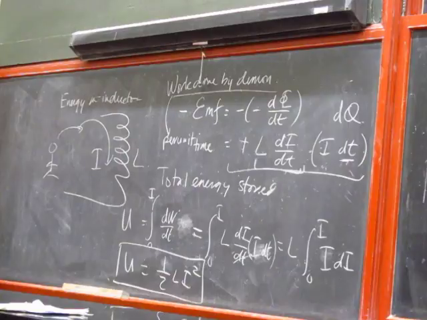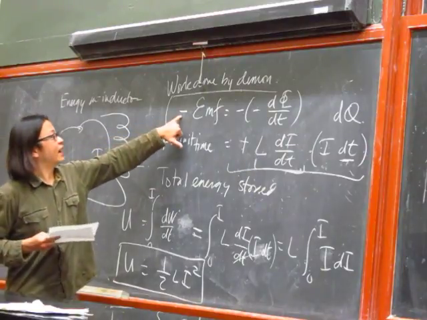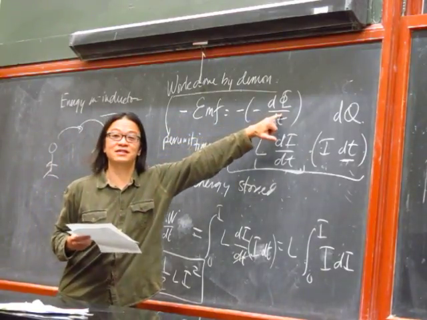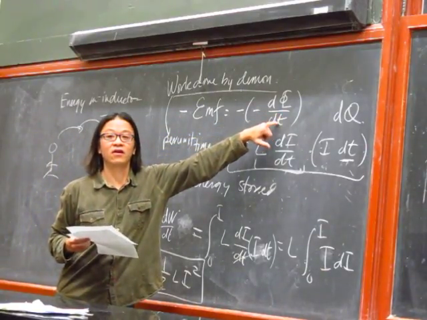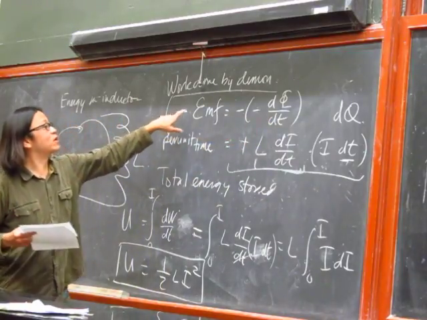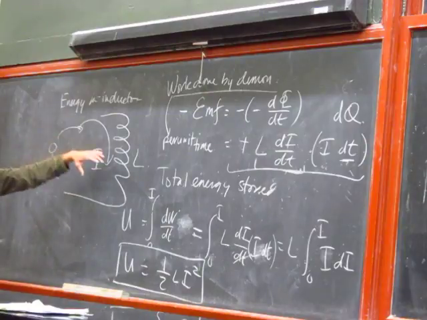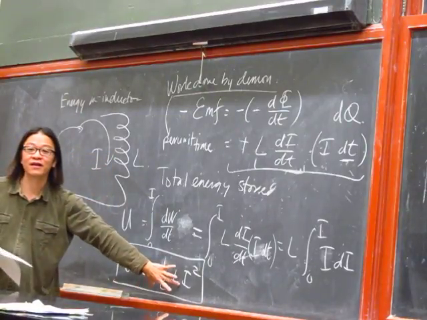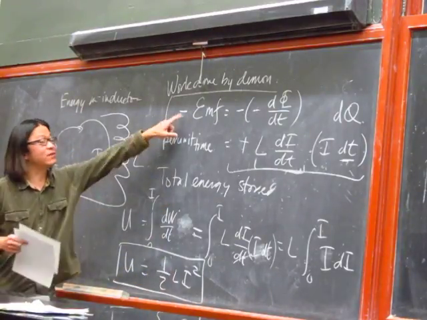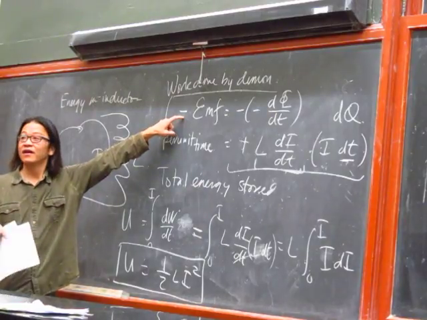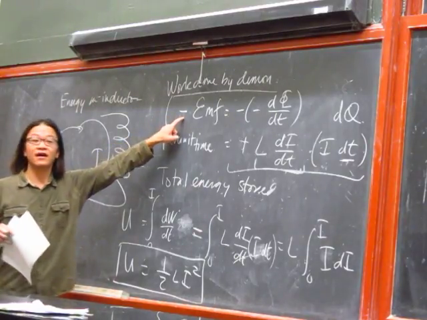Is this clear? Where did the negative from the negative EMF go? There's another negative here because this is the change of flux, so it becomes positive. This is the work done against the EMF. But somebody has to do work against the EMF to actually build that current.